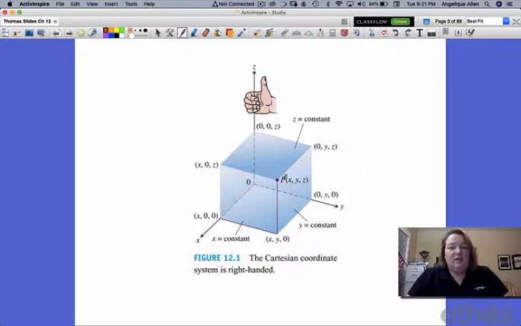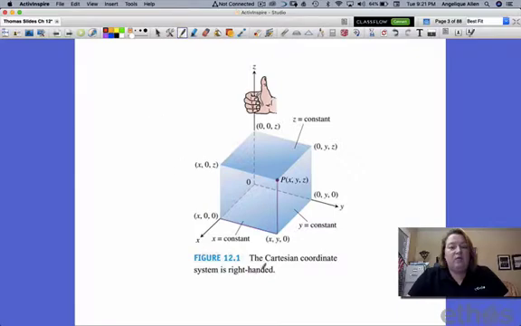So here you can see point P is represented by the coordinate triple x, y, z, and so that means that we started at the origin, 0, 0, 0. We went down x units to this point. We went over to this point, y units, and then we went up z units to arrive at the point x, y, z.